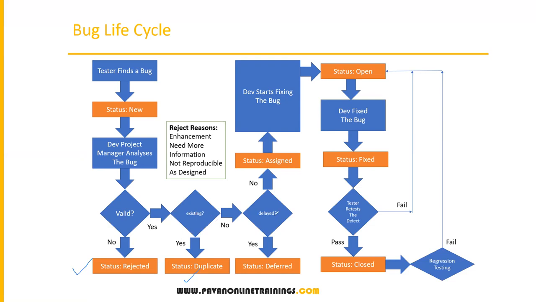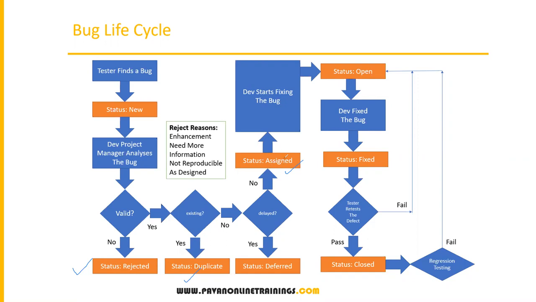They will keep that bug in the queue. Before that we reported multiple bugs, and they are currently working on them. After completion of those bug fixes, they will take up this new bug. So delayed means deferred. They put the status as deferred, which means the bugs are in the queue. And if delayed is no, meaning there are no other bugs in the queue, then they will assign the bug to the particular developer, and the developer starts fixing the bug. Then the status will be assigned.